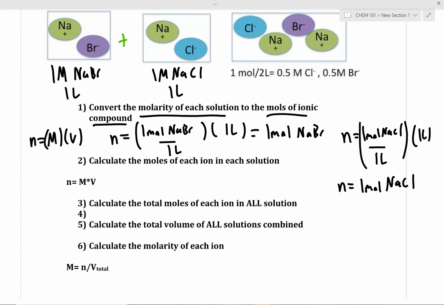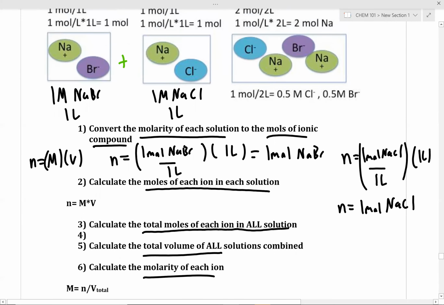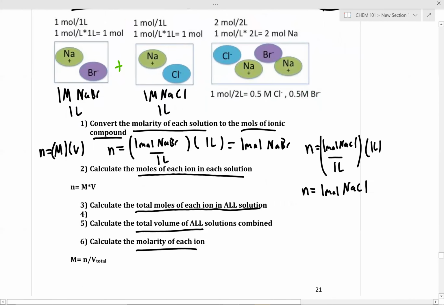Now, the next step in this process, we want to calculate the moles of each ion in solution, and then calculate the total moles of ions in all solutions. Finally, we calculate the total volume, and we can calculate the molarity. So let's now execute on our current plan. Let's calculate the amount of each ion found in each ionic compound. So let's execute on that idea.